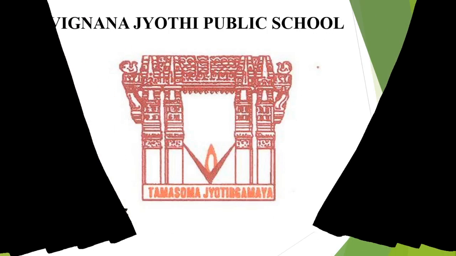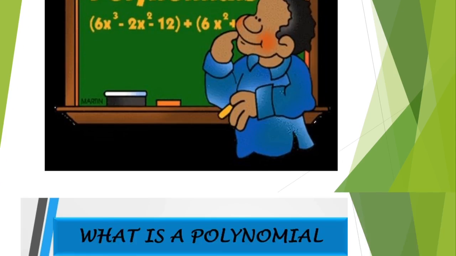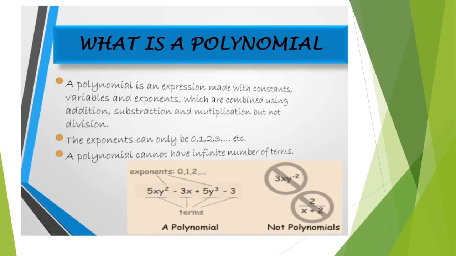So good morning. Today's topic, class 10th mathematics, polynomials. So what is a polynomial? The name itself has meaning. Poly means many, nomials means terms. Polynomials means many terms. And a polynomial is an expression made with constants, variables and exponents, which are combined using additions, subtractions and multiplications but not divisions, right?